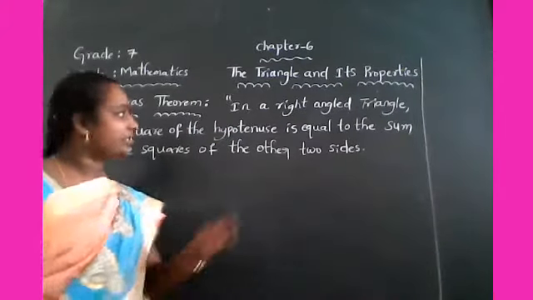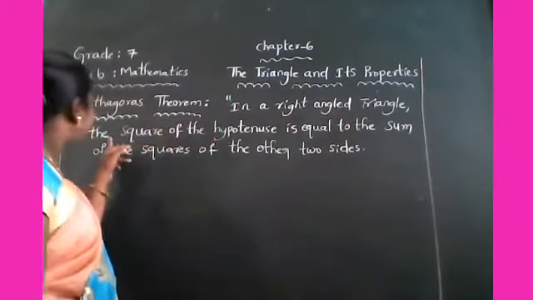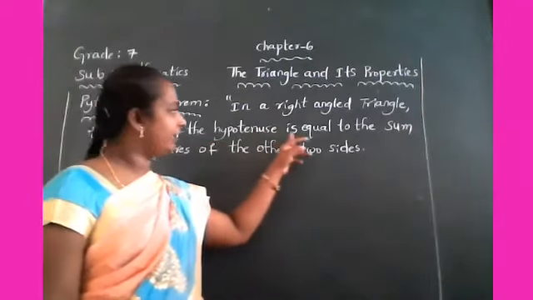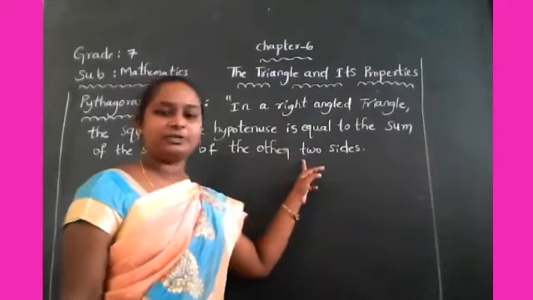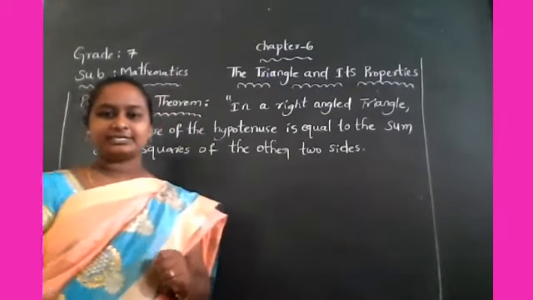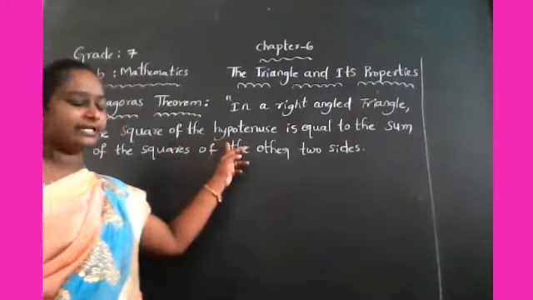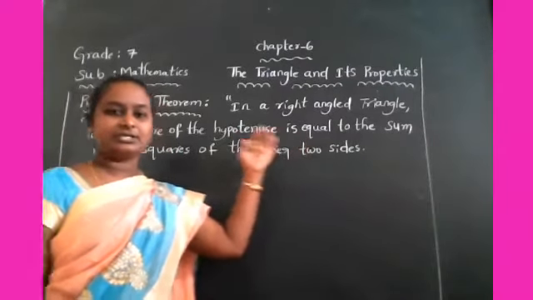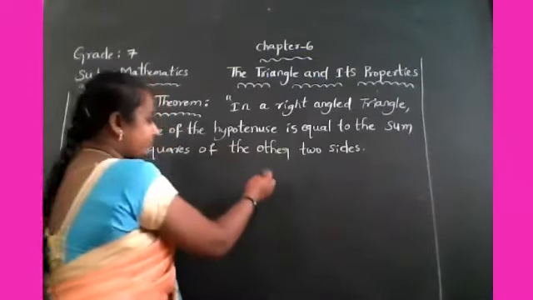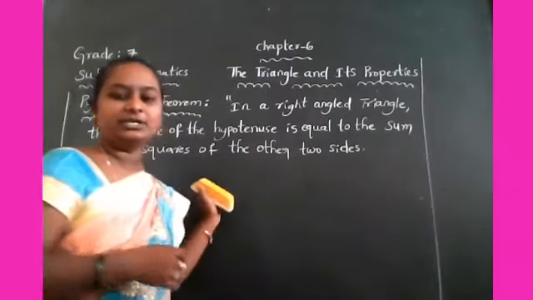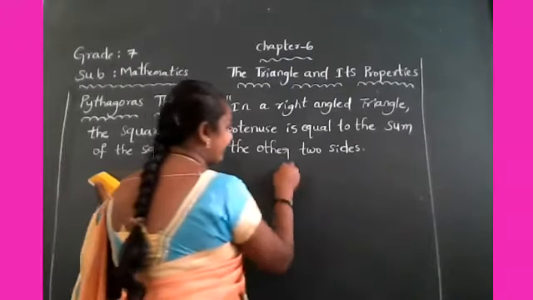Pythagoras theorem states that in a right angled triangle, the square of the hypotenuse is equal to the sum of the squares of the other two sides. What does it state? In a right angled triangle, the square of the hypotenuse is equal to the sum of the squares of the other two sides. Let us see how. Take a right angle triangle.